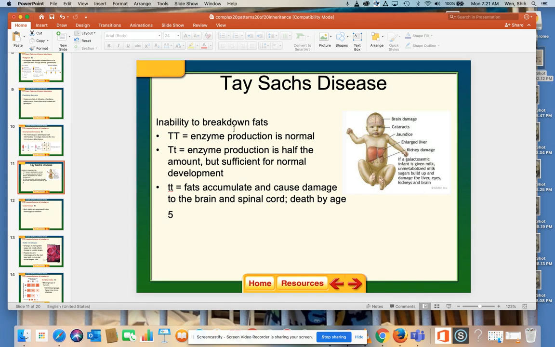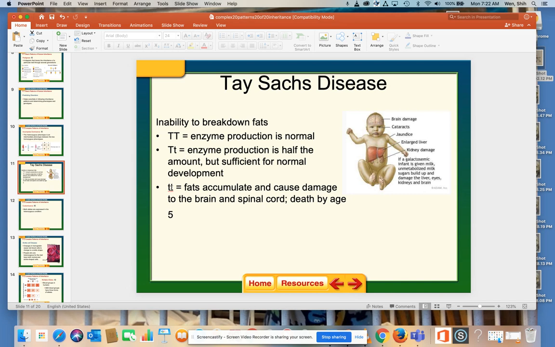So in the dominant form, that's what we are. Our enzyme production is normal. We're able to break down fats. There's no issues whatsoever. An individual that is a carrier for Tay-Sachs, the enzyme production is about half, but it's sufficient in order for individuals to develop normally. So they can still break down fat.